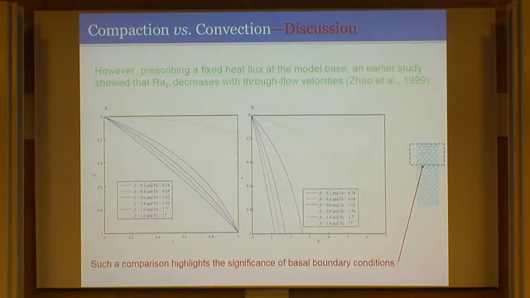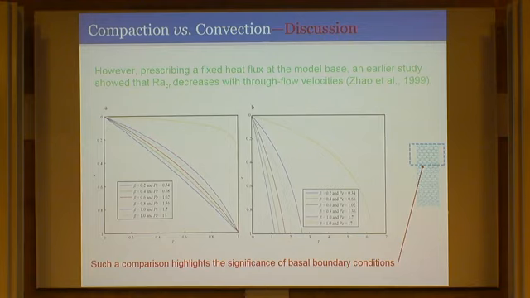But we also noticed that there's an early study showing that if you have a through flow, convection becomes easier. So what we discover is that the boundary condition they used is a fixed heat flux thermal boundary condition, not isothermal. And the steady state they analyzed becomes increasingly unstable as you increase the through flow velocity, which explains why they get their conclusion.